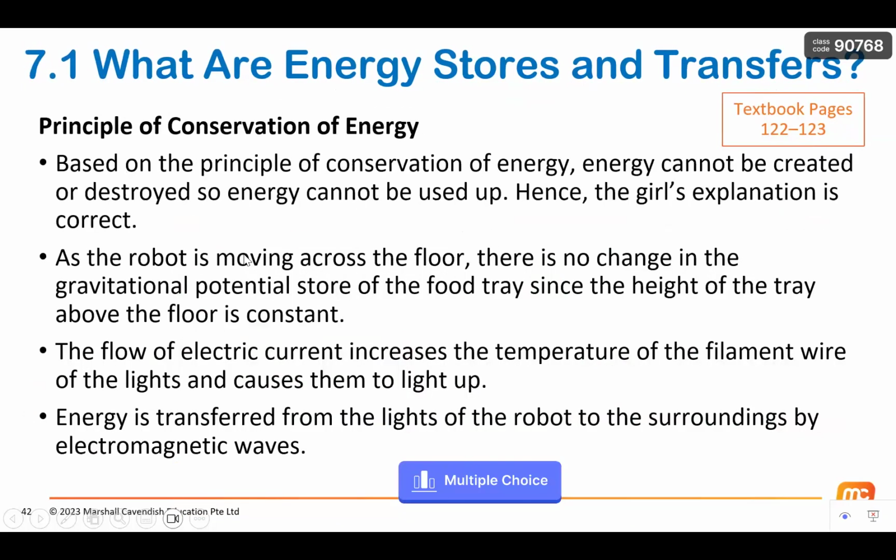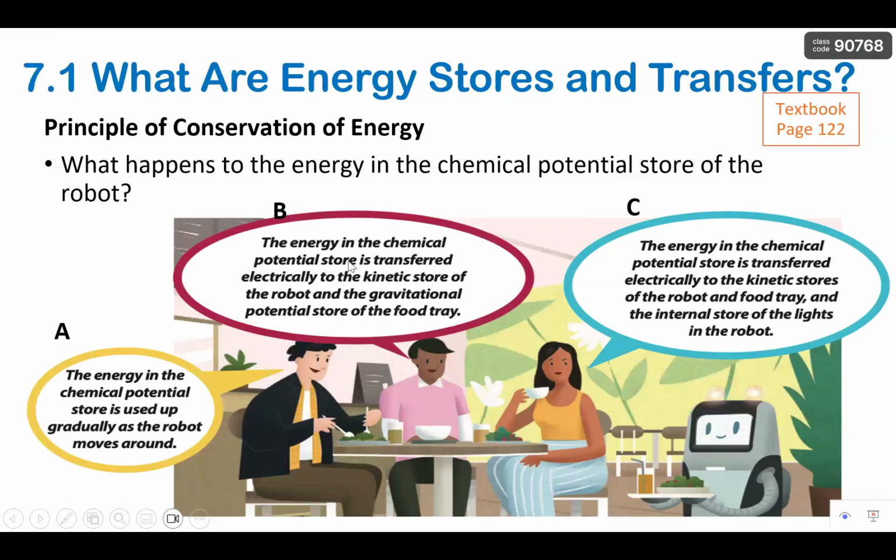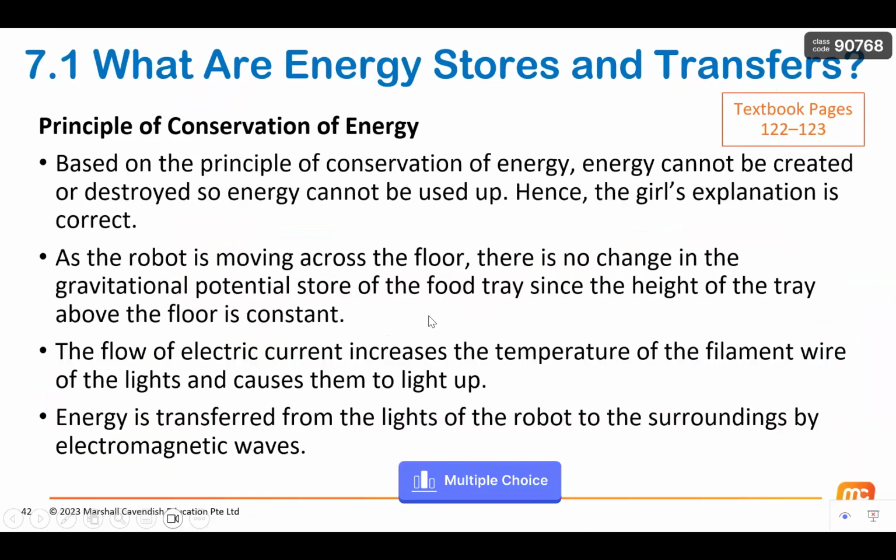Okay, then what happens for B? B is wrong because as the robot moves across the floor, there is no change in the gravitational potential store of the food tray. The food tray is just maintained at a constant height. So B is wrong because it says that the energy in the chemical potential store is transferred electrically to the kinetic store of the robot and the gravitational potential store of the food tray. But the food tray did not get lifted. Okay, so the last answer is correct.